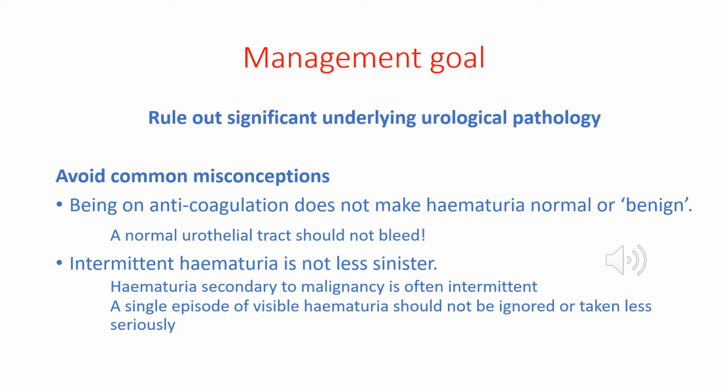Secondly, haematuria that is intermittent, that is, that comes and goes, is not less sinister. In fact, haematuria secondary to a malignancy is often intermittent. Even if your patient has a single episode of visible haematuria, this should not be ignored or taken less seriously, and they should have the same management as someone with ongoing visible haematuria.